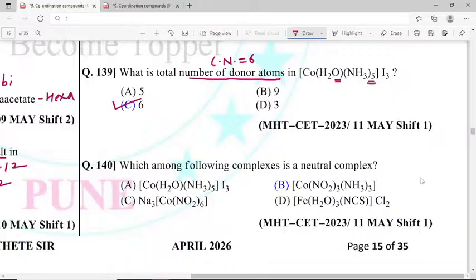Which among the following complexes is a neutral complex? For a neutral complex, outside the bracket there is nothing. So this is neutral. This is cationic. Option A, cationic complex. Option B, anionic complex. Option D is again positive and negative, a cationic complex.